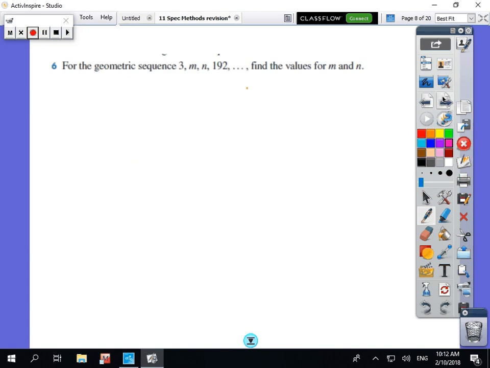Okay. For the GP 3, M, N, 192, find the possible values of M and N. So it's a GP. Okay, so have a go. When you're ready, come back.